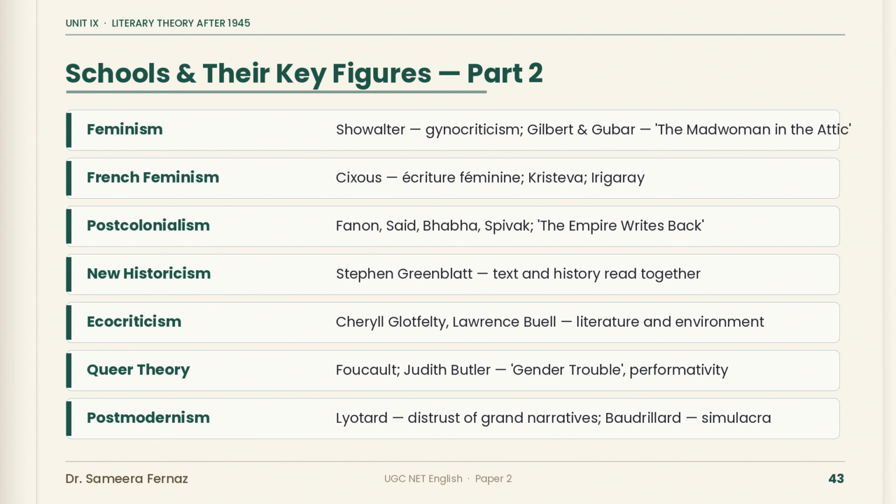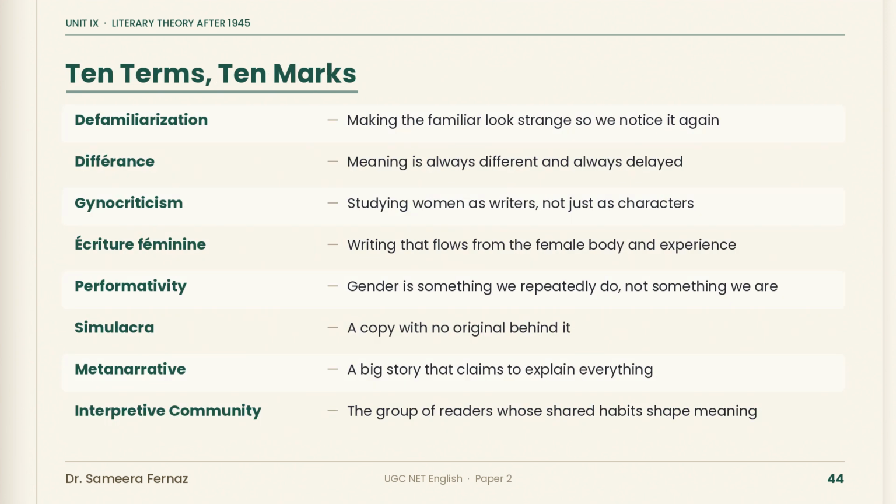Queer theory gives us Foucault and Judith Butler, whose book Gender Trouble introduced performativity, and postmodernism gives us Lyotard with his distrust of grand narrative, and Baudrillard and simulacra. There are 10 terms that can fetch you 10 marks.